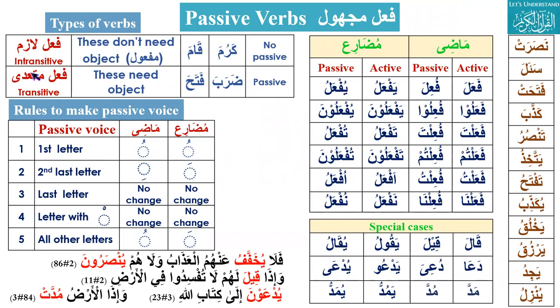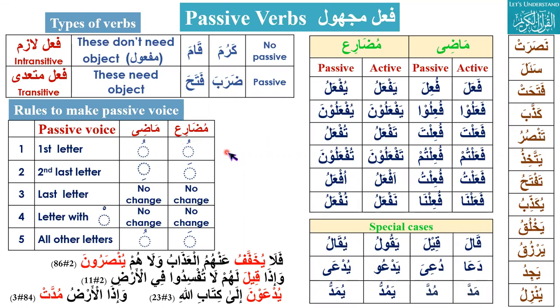Okay, let's see here. The first thing we discussed yesterday: there are 2 types of verb. One is intransitive, or lazim, called fi'l lazim. It does not have passive. Why does it not have passive? Because it does not have maf'ul, and which does not have maf'ul, they are called fi'l lazim, intransitive. So they don't have the passive voice. Okay.